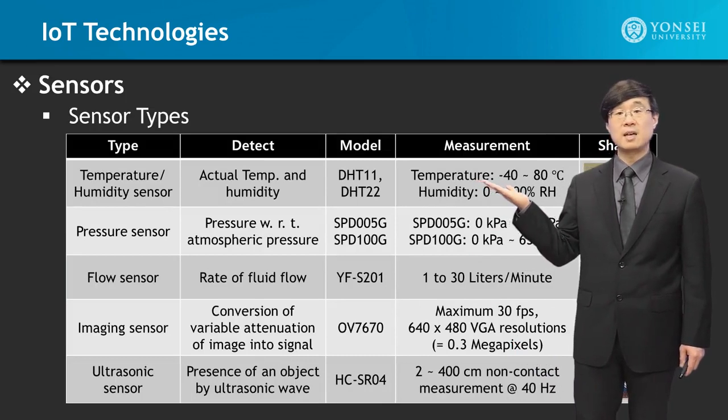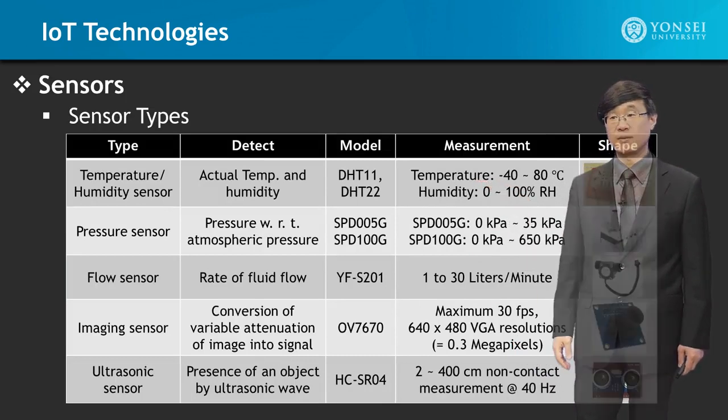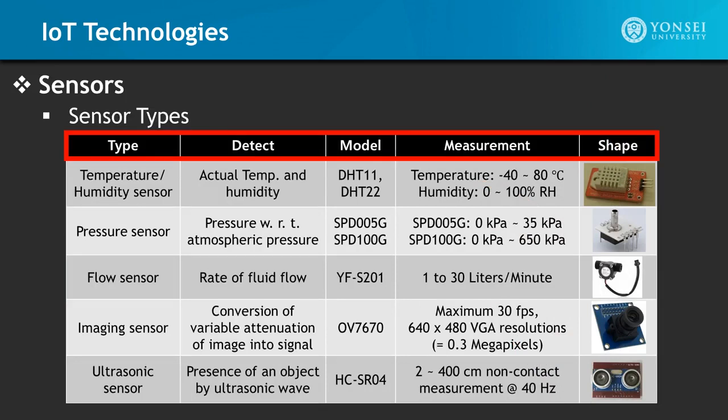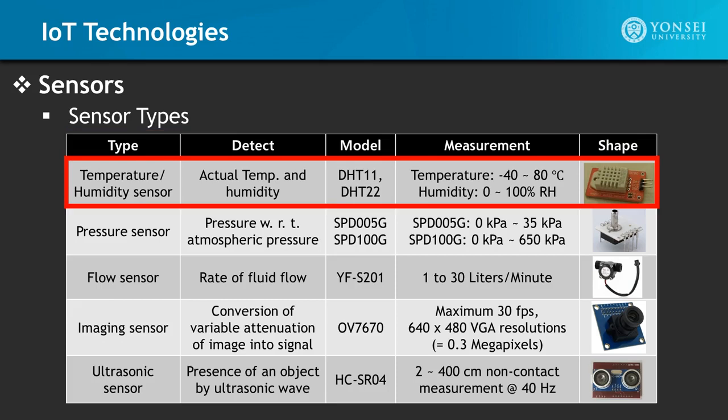Sensor types. Let's take a brief look at what type of sensors they have. The type, detect, model, measurement, and shape are the categories that we're looking at. Number one, temperature and humidity. Definitely you're looking at the models in which you can detect these units. The typical range for temperature is from minus 40 degrees Celsius to 80 degrees Celsius. That's a very large, wide dynamic range. Humidity from 0 to 100%. So that's like from totally dry to raining.